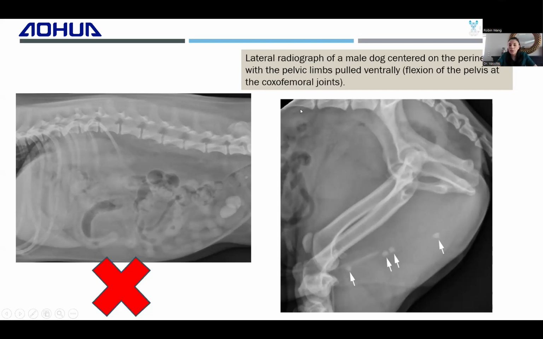So lateral radiographs of the male dogs should be centered on the perineum, with the pelvic limbs pulled ventrally and the flexion of the pelvis at the coxofemoral joints.